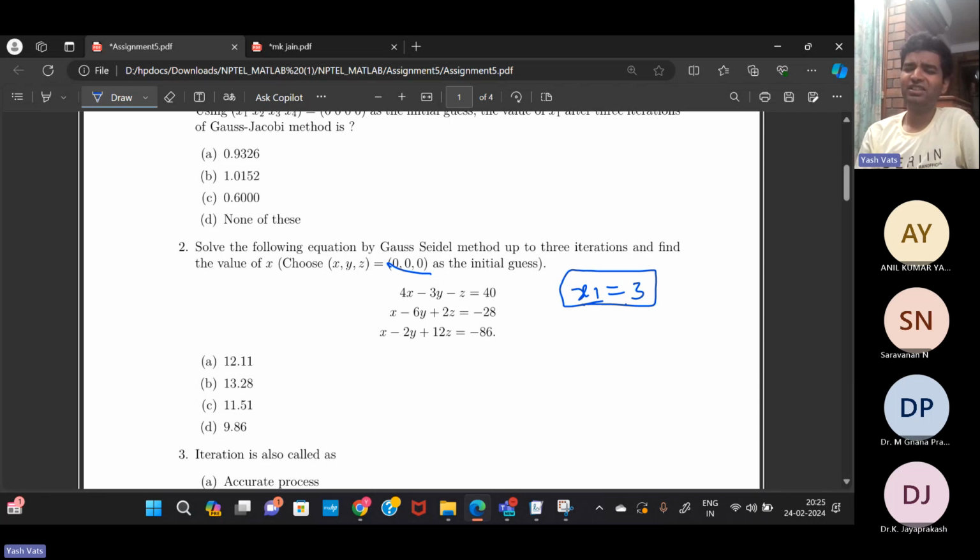What's the point in giving this equation? Like x1 is 3, it will be a 2-variable system only. So you need to start with only 2 points. Then you don't need to start with 3 values. It's just a 2 by 2 system. Yes, sir. Okay. Thank you.